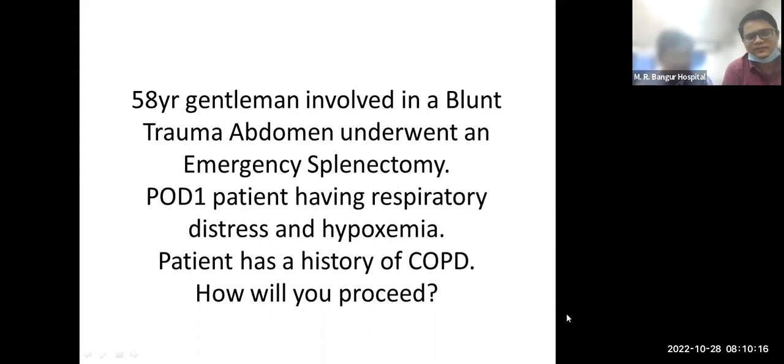And you said the commonest is atelectasis. So what are the background factors you should take care of when you go for even a splenectomy in a patient like this?